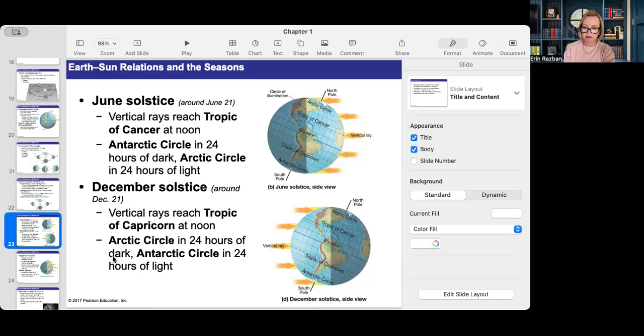Now, understanding these patterns isn't just academic. It helps us to comprehend weather patterns, agricultural seasons, and even animal migration cycles. So it is the reason for our seasons.